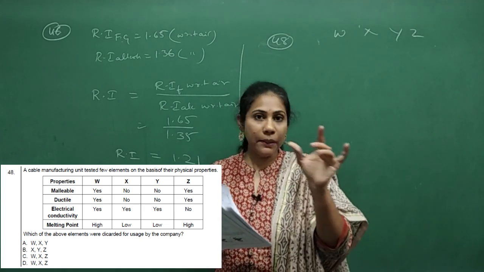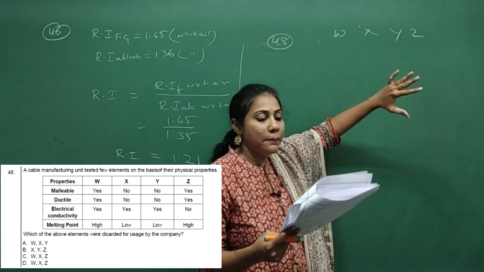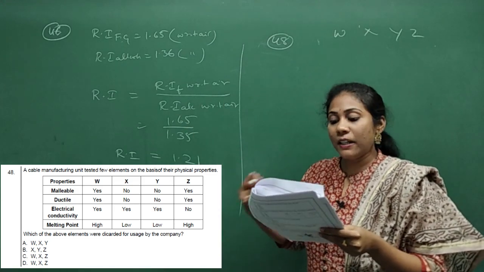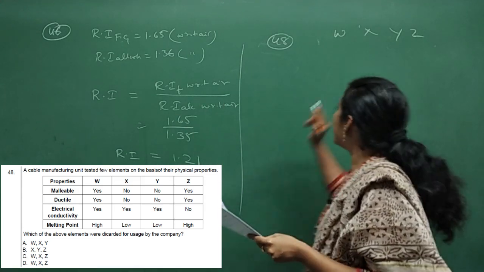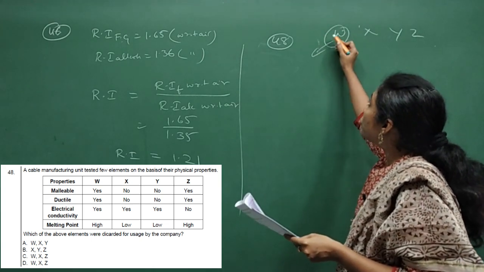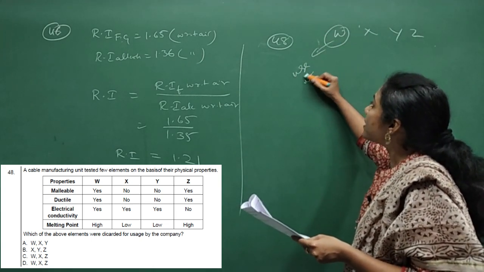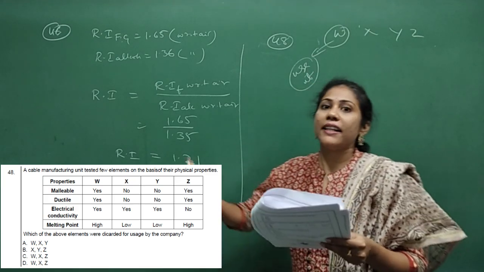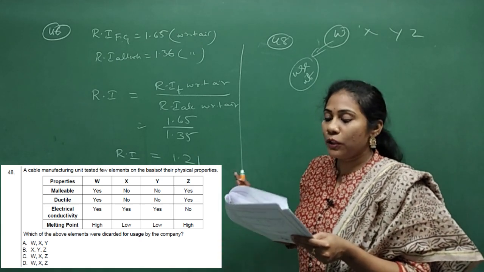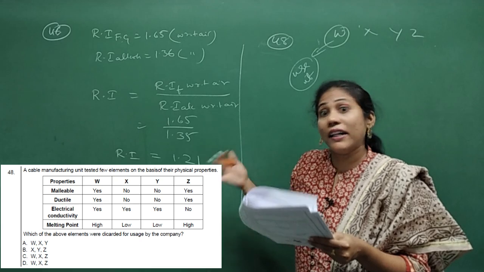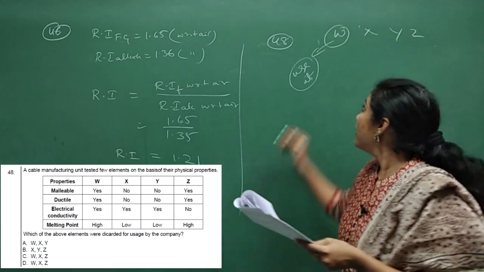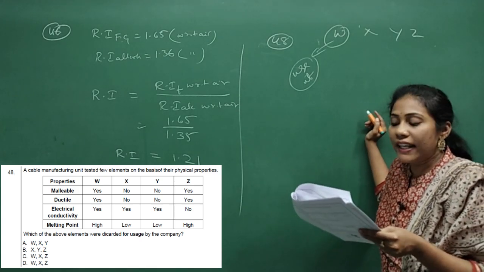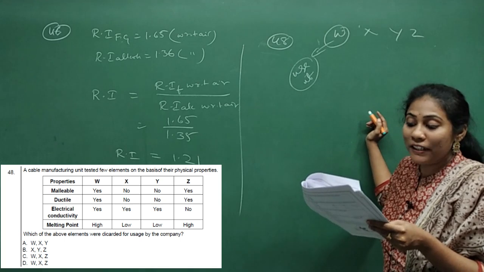Take W, the element W, see its properties: malleability, yes; ductility, yes; electrical conductivity, yes; melting point, very high. So W has all the properties, so you can use it for manufacturing electrical appliances. So W has to be selected, it cannot be discarded. Coming to element X, its properties: malleability, no; ductility, no; electrical conductivity, yes; melting point, low.